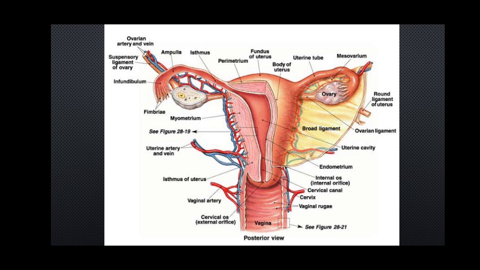This is the entire structure of the reproductive organ of the female, so that will be the gist of the structure. Next is the oogenesis process, which will be discussed in a separate video. I felt like it should be discussed in a separate video.